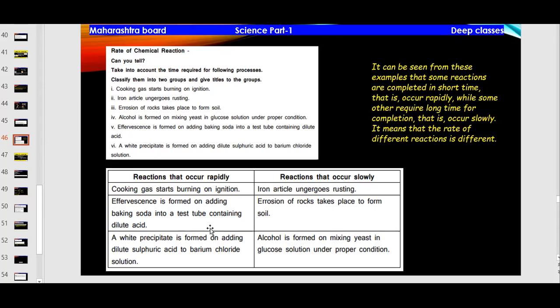But if you take alcohol, alcohol is formed on mixing yeast in glucose solution under proper condition. Alcohol cannot be made very fast. It takes time. I don't know whether you know about this. In alcohol bottles, they write 10 years, 20 years. I mean, they write how old it is. They say the taste is good in the older one. I don't want to talk more about it. I just want to say that alcohol formation on mixing yeast in glucose solution under proper condition is a slow reaction, not a rapid reaction. It takes time.